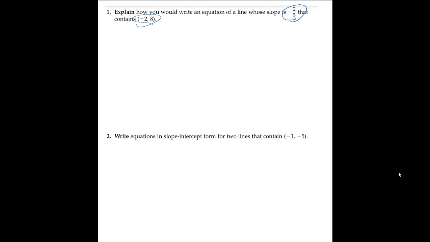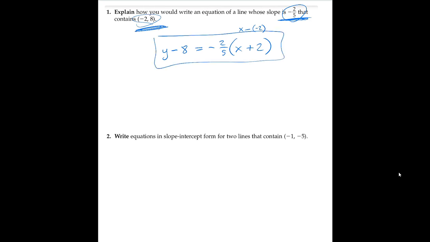I would literally just plug it into point slope form, and I would go y minus 8 equals negative 2/5 x minus negative 2, which is x plus 2, right? Because this was x minus negative 2 there. Right? Boom, done. Literally write it in, no work to do. So, and then you would explain that. But I would plug the point and the slope into the point slope form. Done.